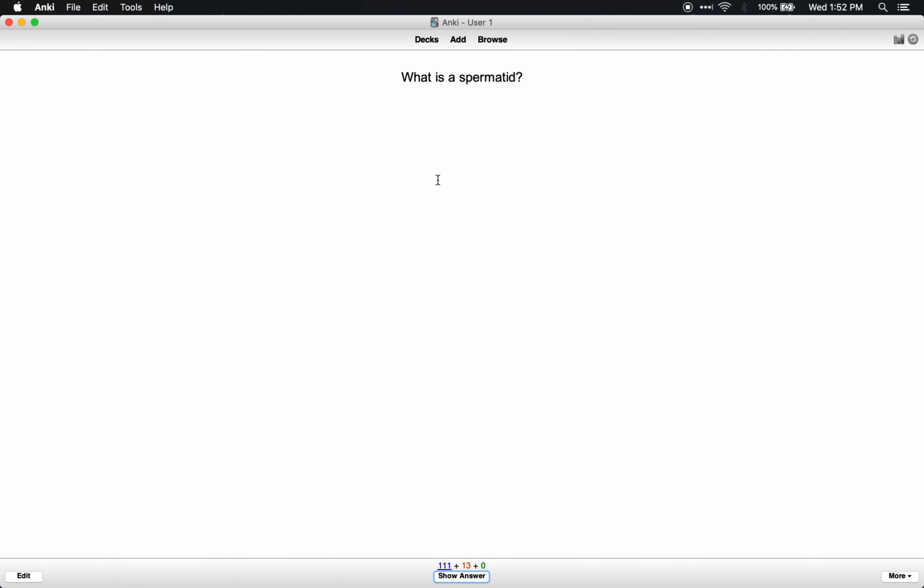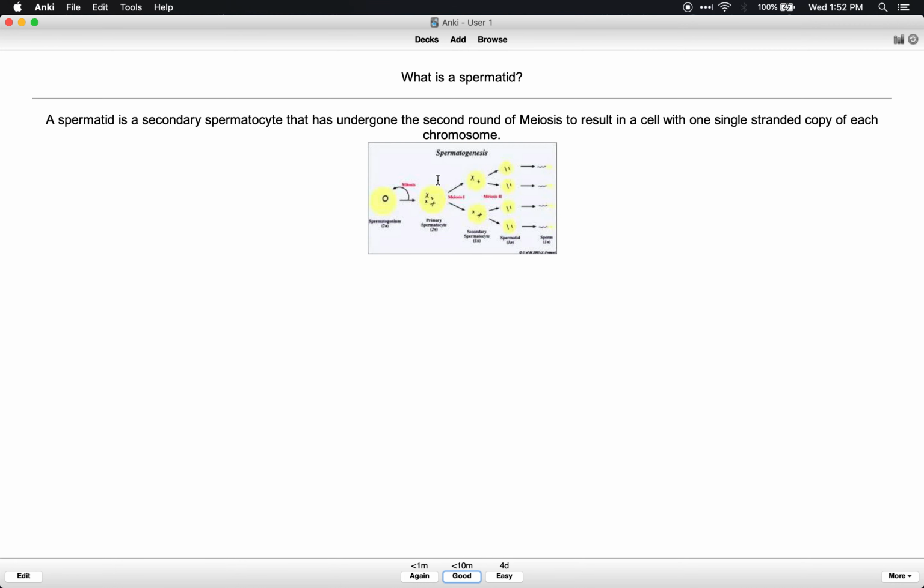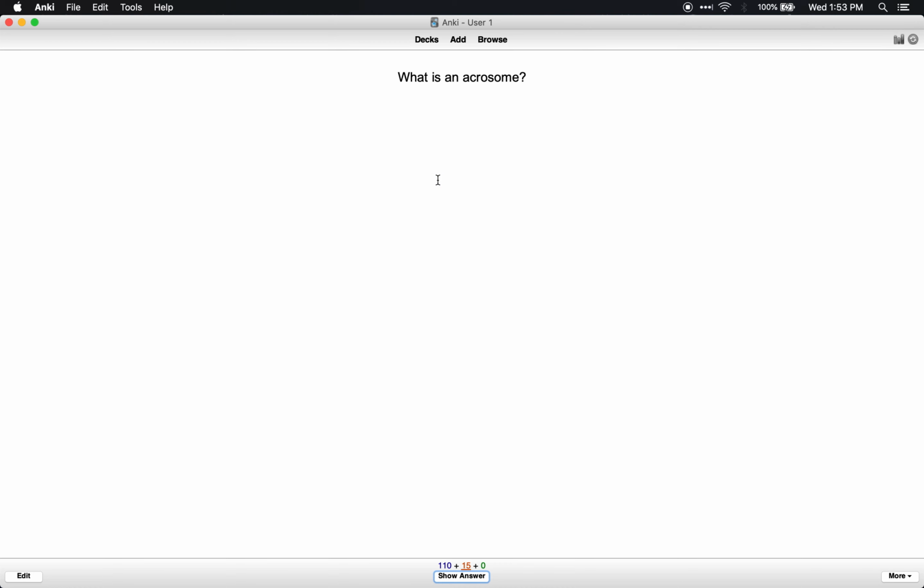A spermatid. Oh, this is sperm development. Spermatid is a secondary spermatocyte that has undergone the second round of meiosis to result in one single strand copy of chromosome. Spermatid. Product of meiosis II is a spermatid.